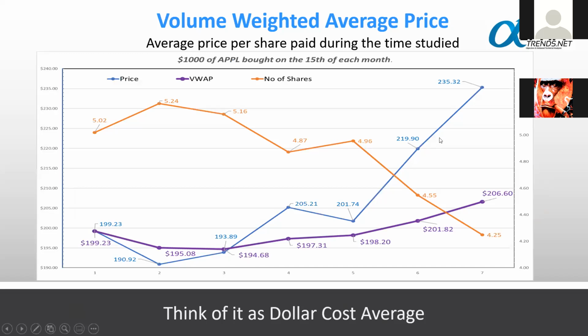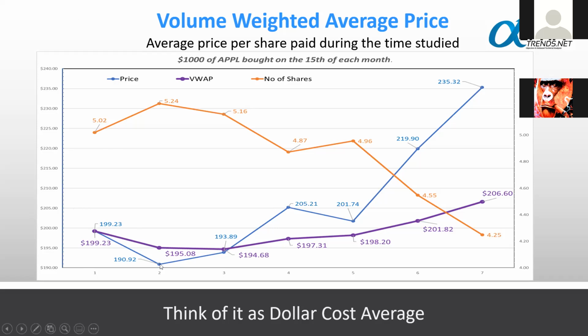The way to think about the volume weighted average price and what it really is, it's the average price paid over a period of time. Everyone's probably heard of dollar cost averaging. So we're talking here about Apple, and I put this together a year ago. There's no point in updating it because this concept is the same. But when Apple was at $199.23, if you bought $1,000 of that on January 15th, that would have purchased 5.02 shares.